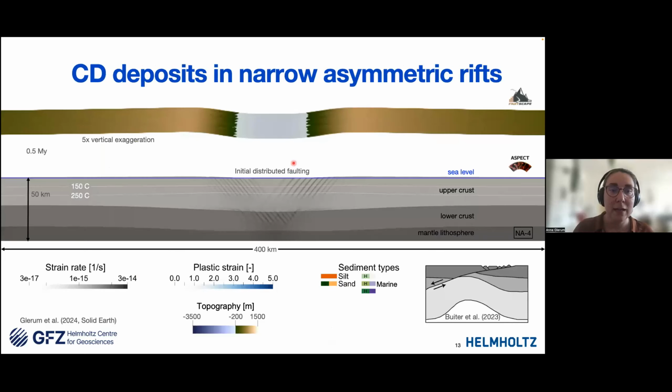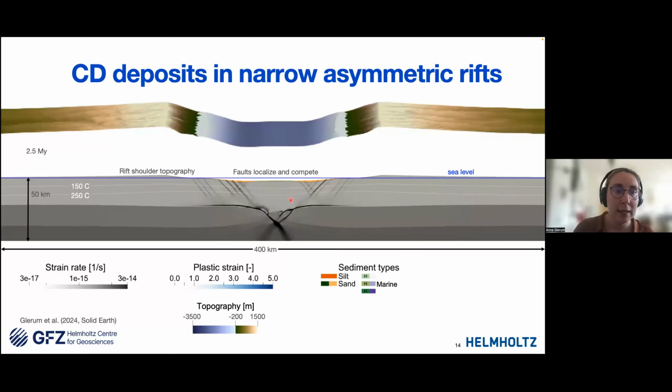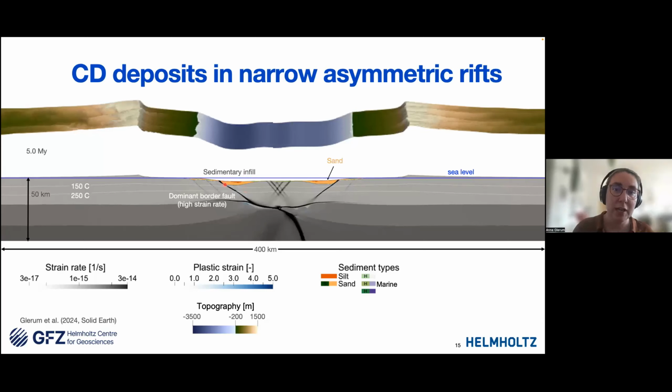All right, so let's see how a narrow asymmetric rift evolves. We start off with this initial distributed faulting. Then we create some rift shoulder topography. And once we erode that, we can deposit those sediments into the created basin. So here we can see we have some sandstone or sands being deposited. Then over time, major faults localize. You can see here the high strain rates. And along these border faults, we get significant sedimentary infill.